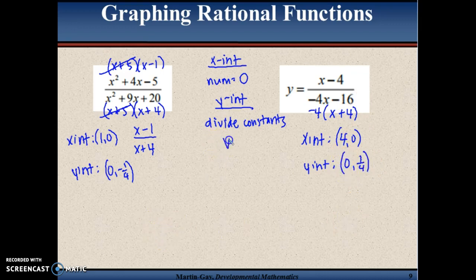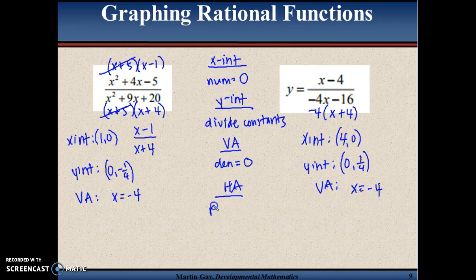Then you want to look at your vertical and horizontal asymptotes. So for the vertical asymptotes, we can't divide by 0. So now we're going to set the denominator equal to 0. In this case I have x plus 4, so that means that the equation for my vertical asymptote is going to be x equals -4. Over here, if I look at the factored form, the only one I care about is the x plus 4, so again, my asymptote is at x equals -4.